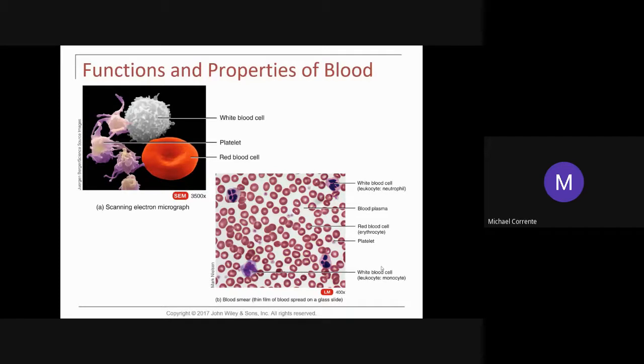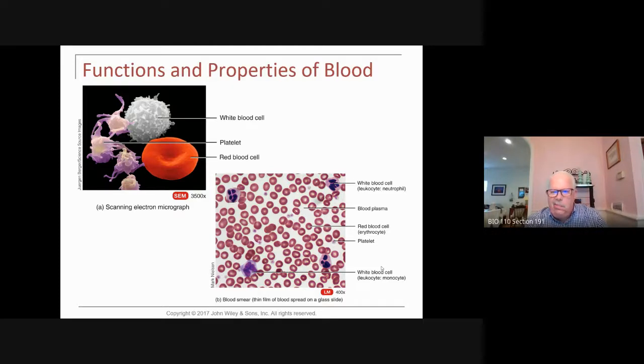This is what a blood smear looks like. Okay? What is the most abundant cell on this micrograph? Red blood cell. There you go. Red blood cells. They're in the millions. So don't forget that.